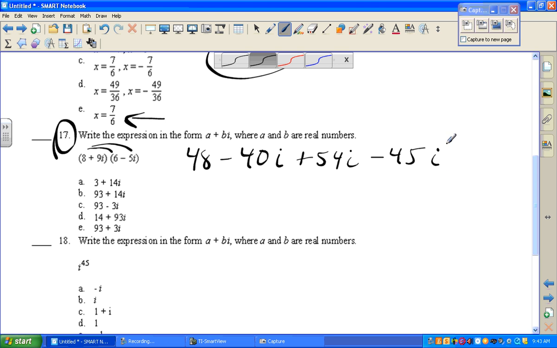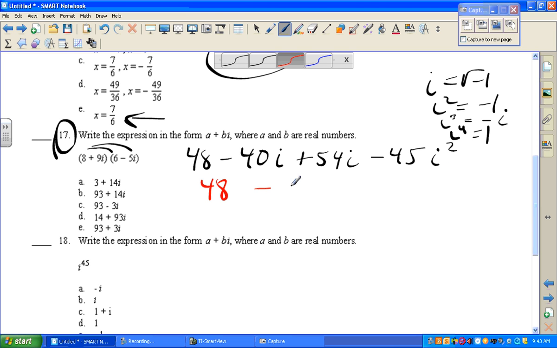I and I squared. Oh, remember i is equal to the square root of negative 1. i squared is equal to negative 1. i cubed is negative i. i to the fourth is 1. So it's negative 1. So you have 48 plus 14i minus 45 times negative 1. 45 and 48 make 93, 14i, which is B.